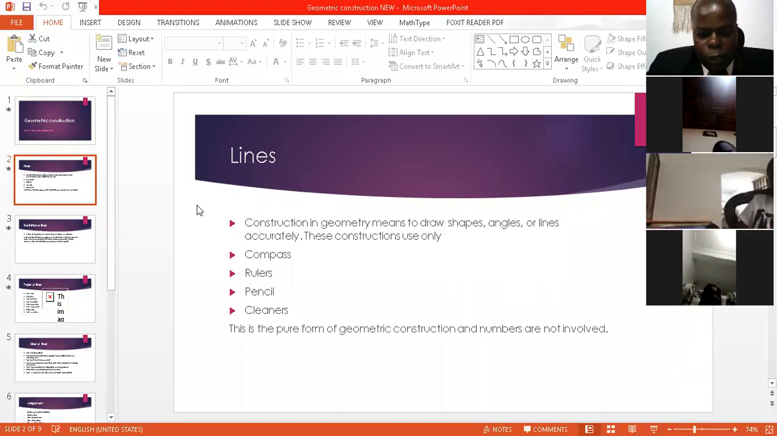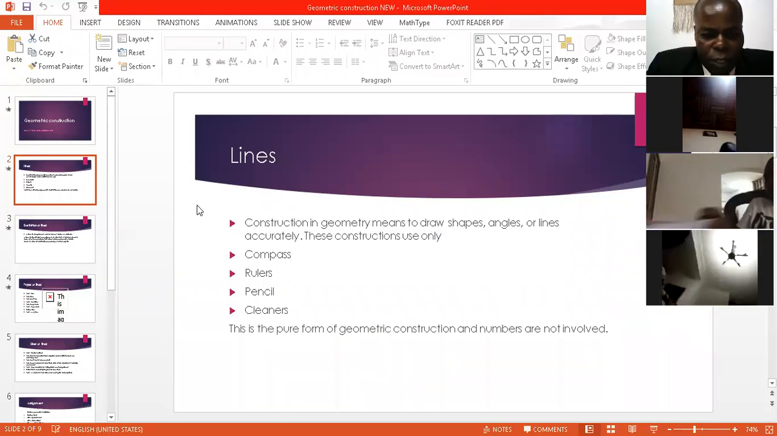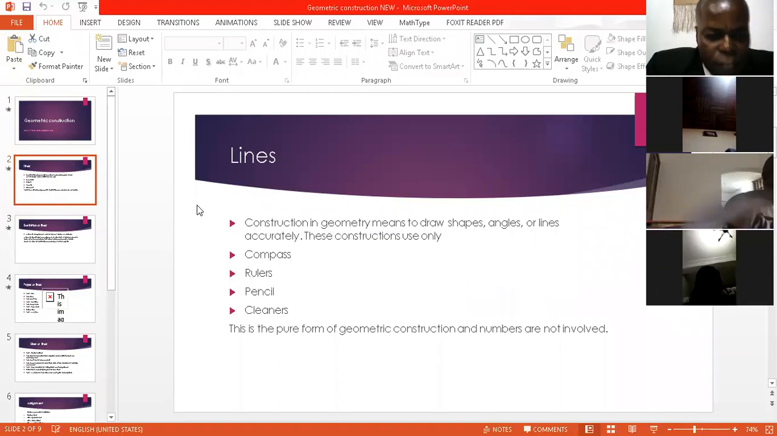Now, construction in geometry means drawing of shapes, angles, or lines accurately. When you are drawing shapes and lines accurately, you only need just 4 things, just 4 tools.